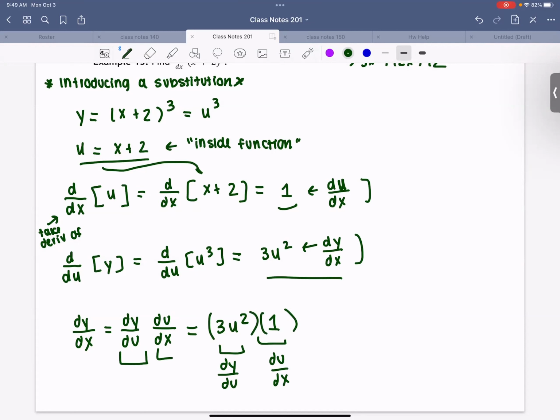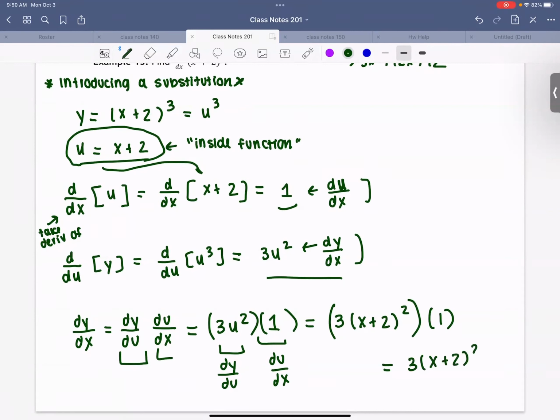Now what I have is the derivative in terms of u. But what is u? Not quite. What did I say in the beginning u was? X plus 2, right? So my derivative is 3 times x plus 2 squared times 1, which is just 3 times x plus 2 squared. We'll talk about a way later on how to make this a little bit easier to do.